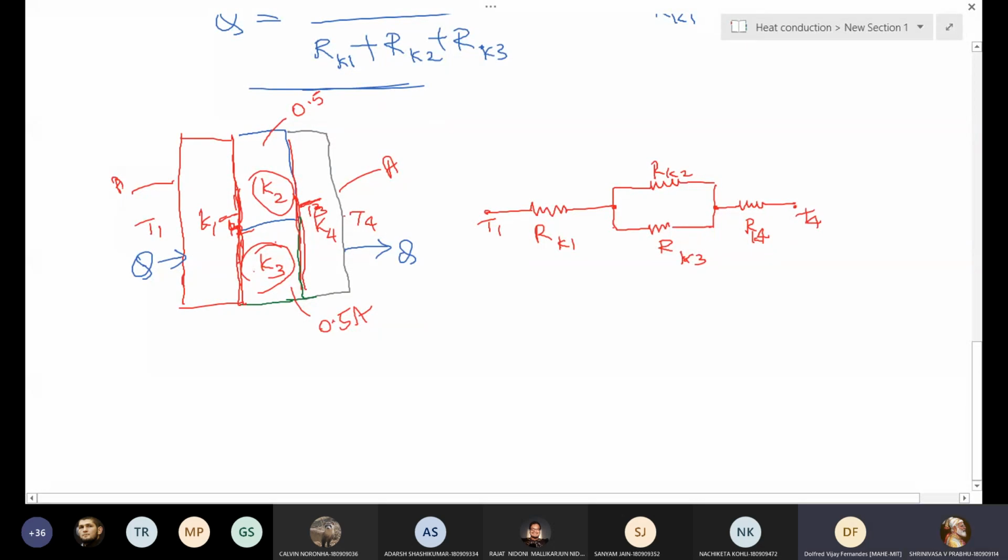Sir, in steady state, the time change of temperature difference is 0, right? The temperature difference remains constant over time. In steady state, the temperature difference remains constant over time.